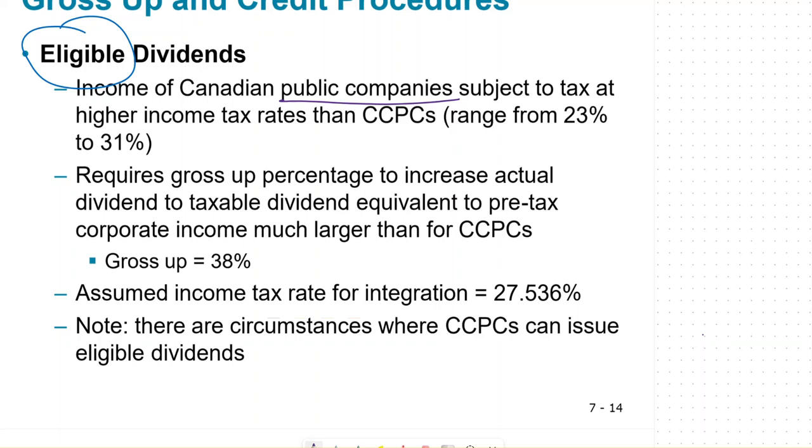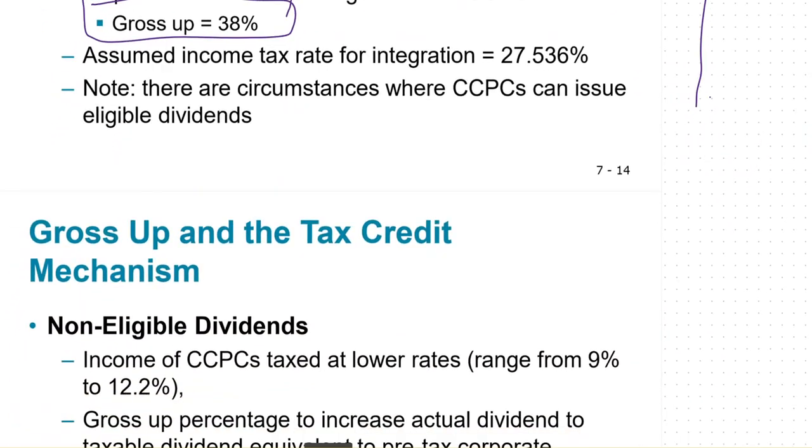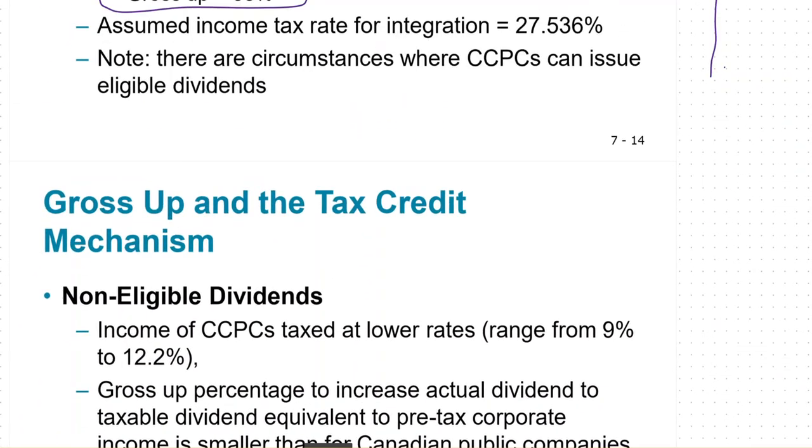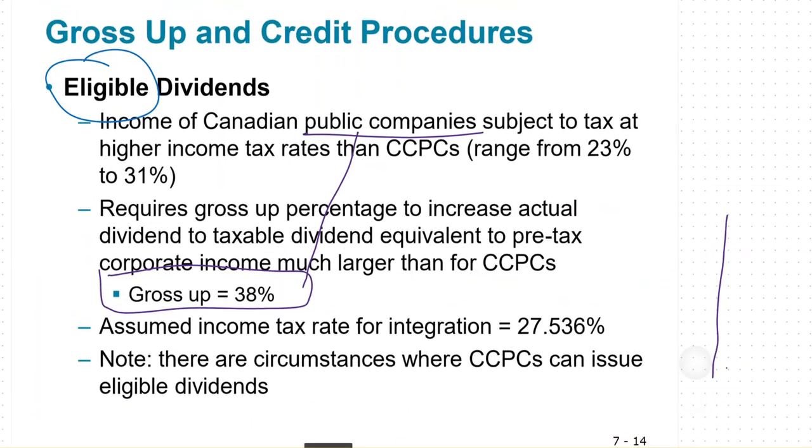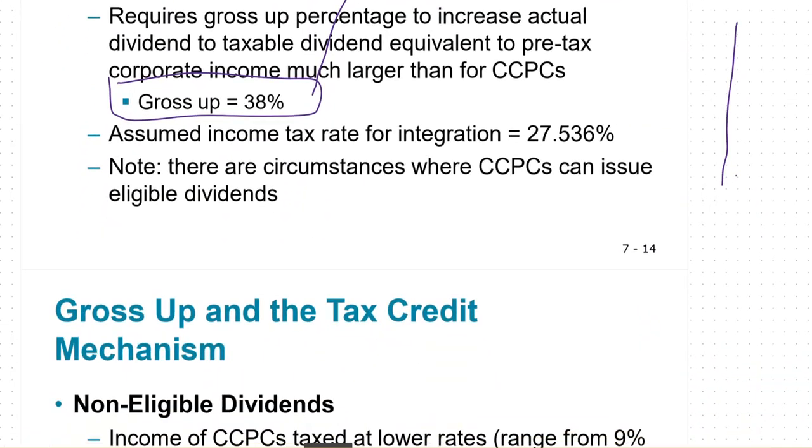Now when we think of the gross up, the gross up amount is 38%. So when you are receiving a dividend from a public corporation, you have to gross up the dividend, and this gross up amount is 38%. So that's what your dividend gross up is, 38%. That is the eligible dividend gross up amount.